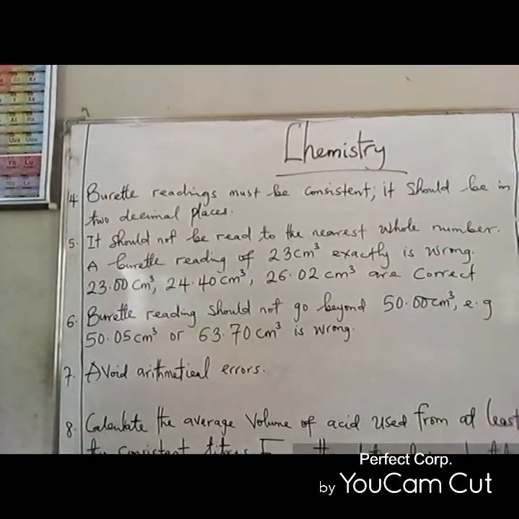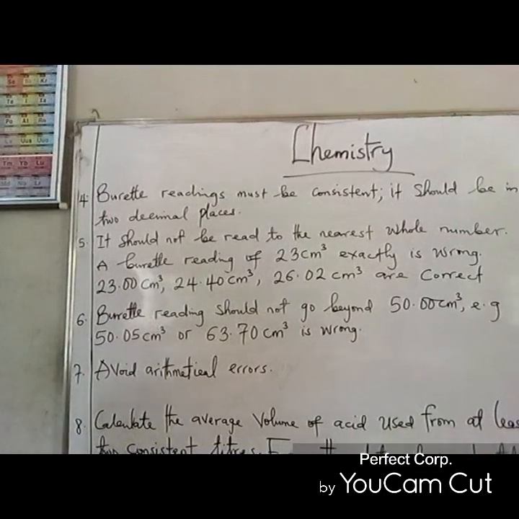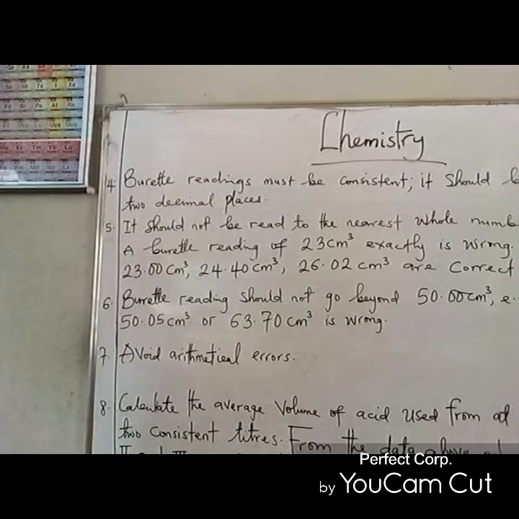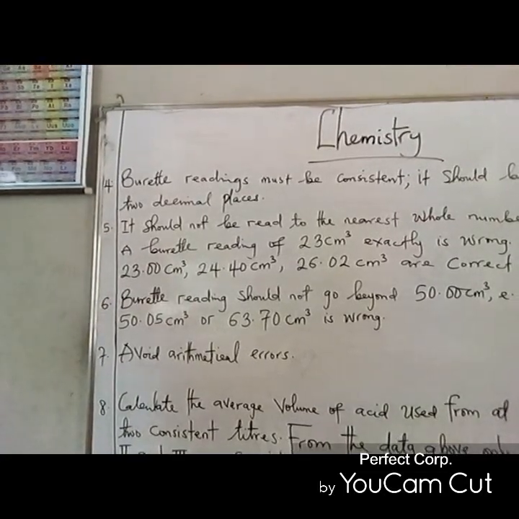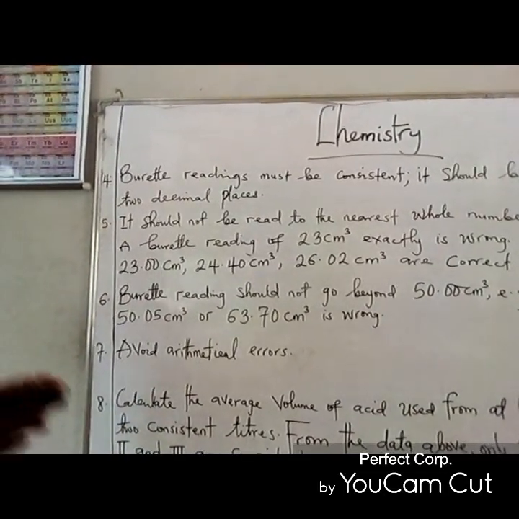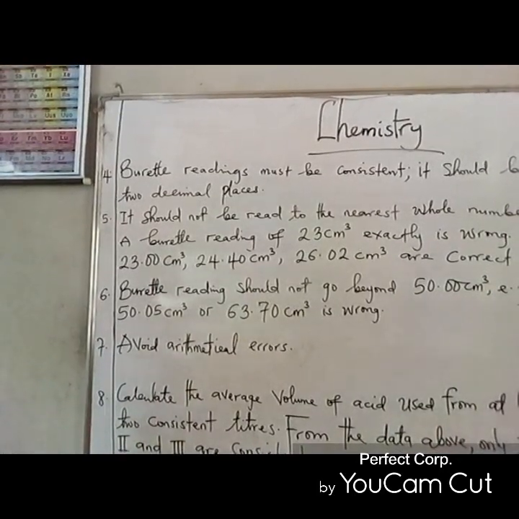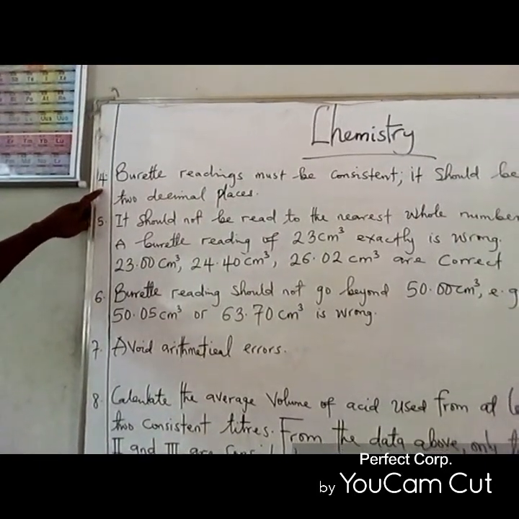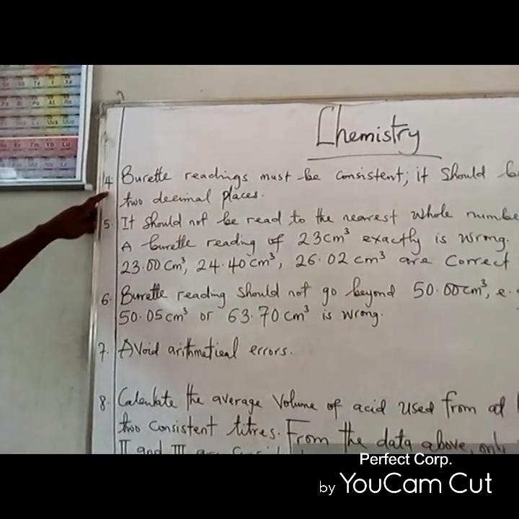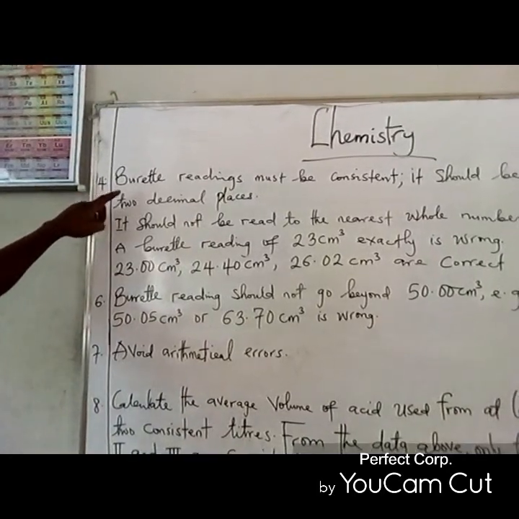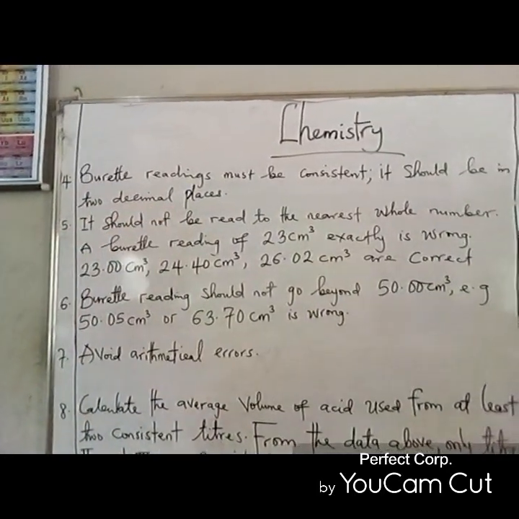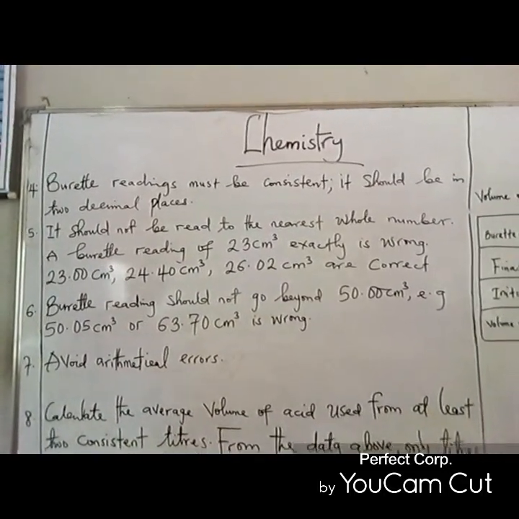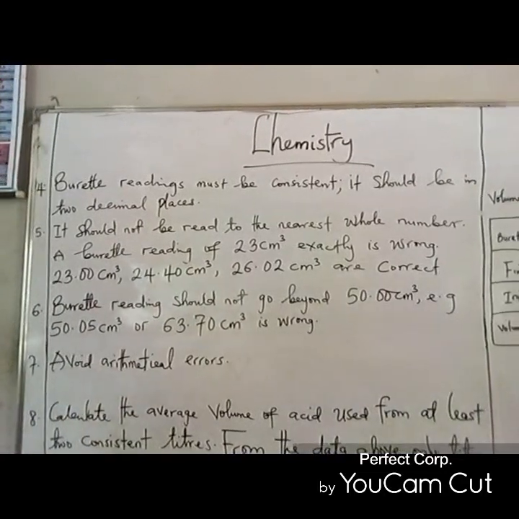In our previous explanation of precautions in carrying out acid-base titration, I explained 3 precautions. Now in this video, I want to explain further. Now going to number 4, the precaution that we need to take note of when we are carrying out acid-base titration is burette readings must be consistent. Please take note of that. It should be in 2 decimal places.